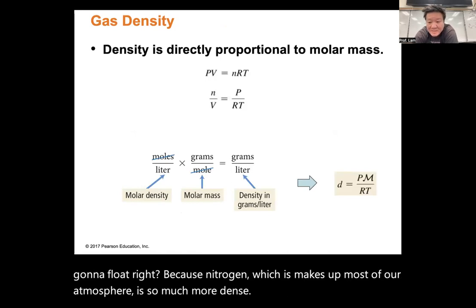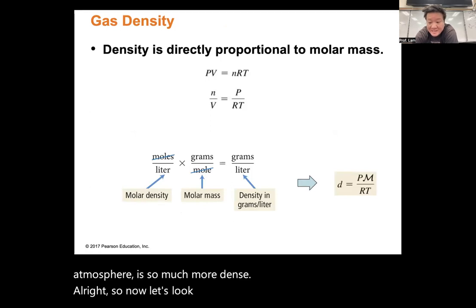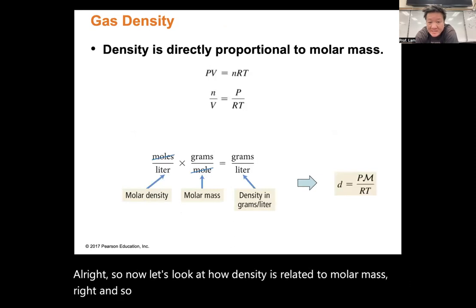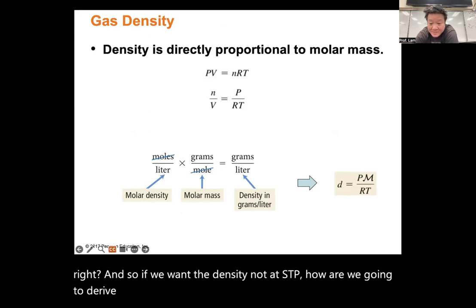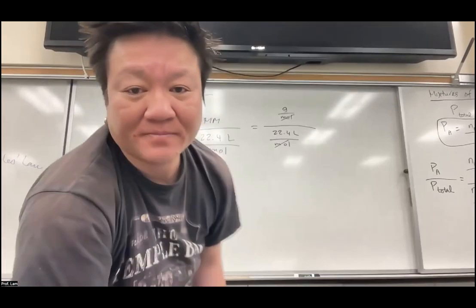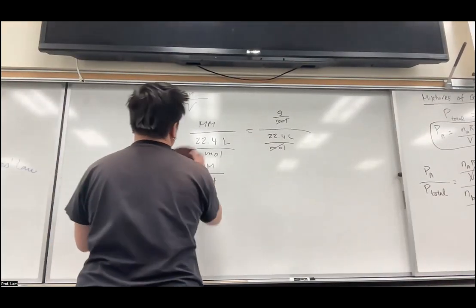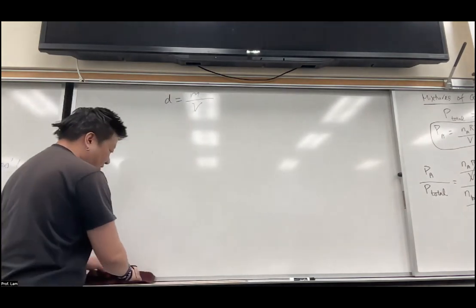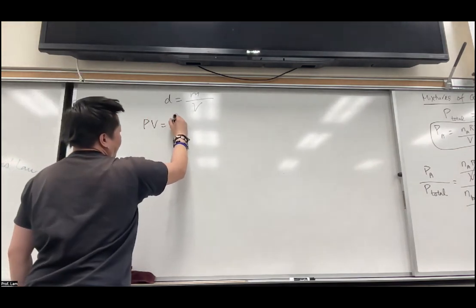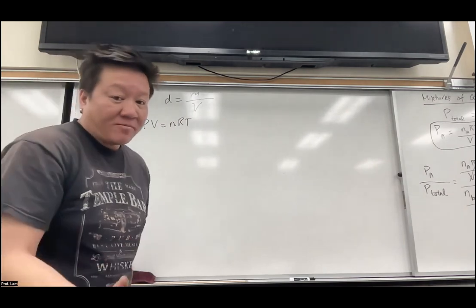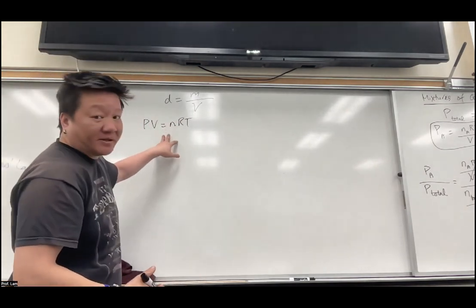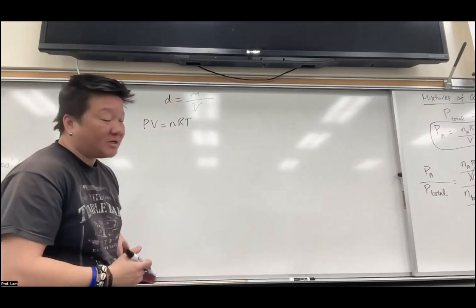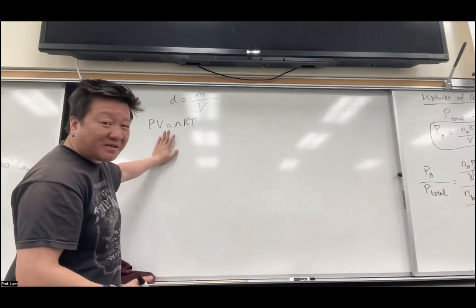All right. So now let's look at how density is related to molar mass. If we want the density not at STP, how are we going to derive that? Let's go back to the board. We're going to derive it from PV equals nRT. So we want density from this. Remember, density is a mass over a volume. In PV equals nRT, do you see something similar?